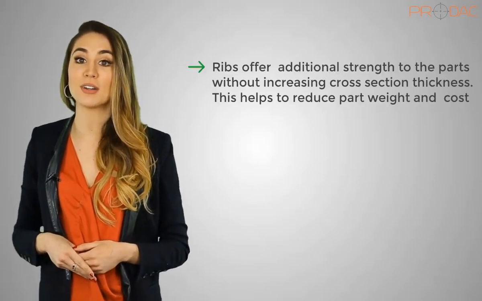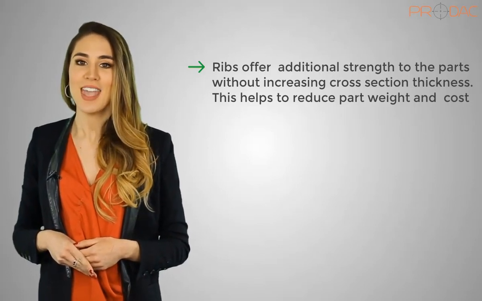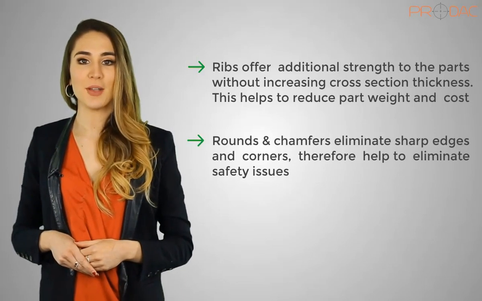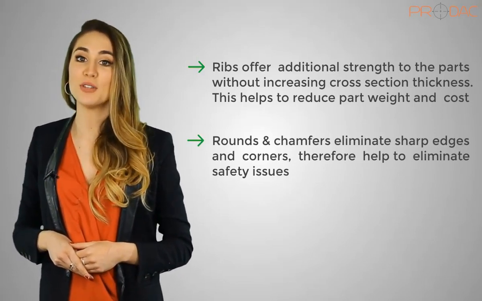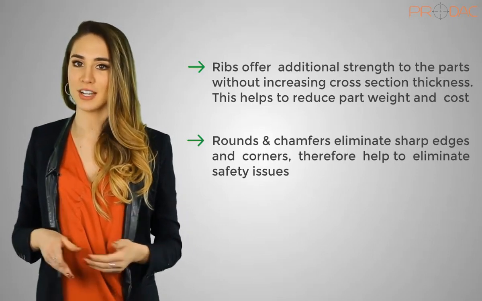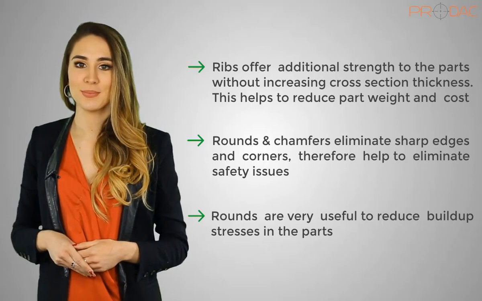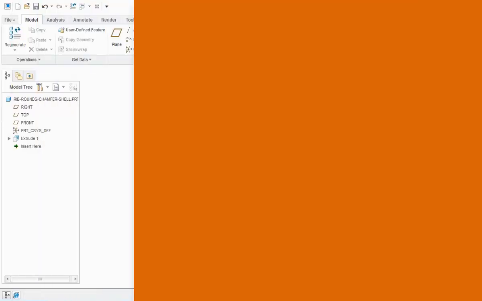First, ribs offer additional strength to the parts without increasing cross-section thickness. This helps to reduce the part weight and cost. Second, rounds and chamfers eliminate sharp edges and corners, and therefore help to eliminate safety issues. Third, rounds are very useful to reduce buildup stresses in the parts. So, session 8 on ribs and rounds, next in this series.